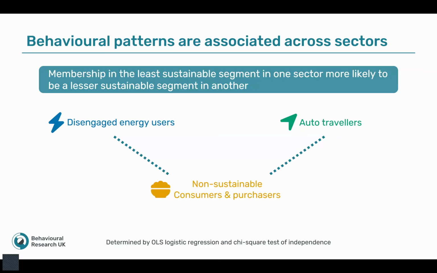And then based on our exploratory cross-sector analysis, the behavior patterns are actually linked across the sectors. Specifically, it meant that if you show unsustainable behaviors in one sector, you are also likely to behave unsustainably in another. So here, as you can see in this diagram, disengaged energy users, one of the least sustainable segments in the energy sector, are associated with showing unsustainable food behaviors. And similarly, those who are really car dependent, the auto travelers, are also very likely to be non-sustainable food consumers and purchasers.